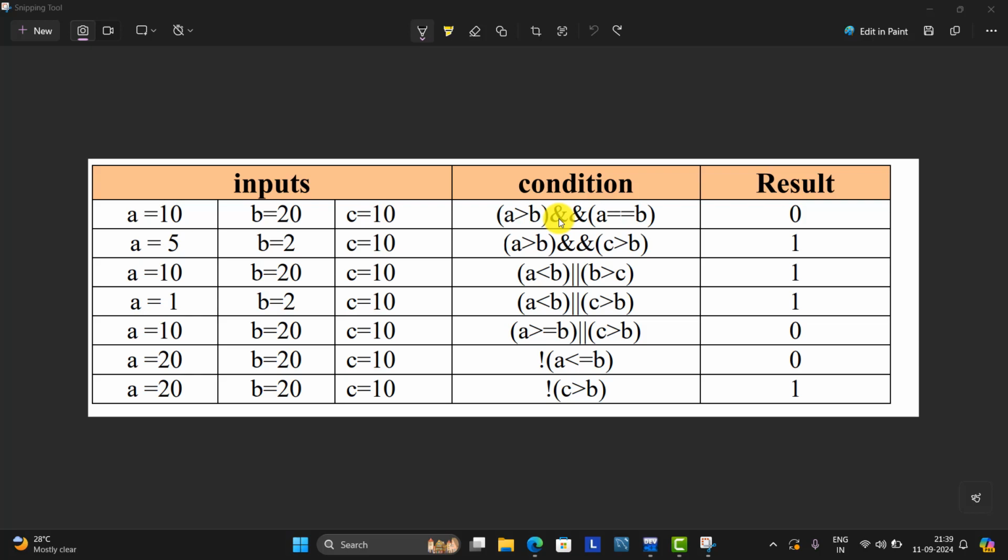So as per the definition, logical operators can combine multiple conditions, as we studied in the previous slides. A greater than B is 10 greater than 20. No, right? So the result of this particular expression, what I am highlighting now, is 0. As per the definition of logical AND, both operands or both expressions should evaluate to 1. So this should be 1 and this should be 1. But at the very first place we got 0.